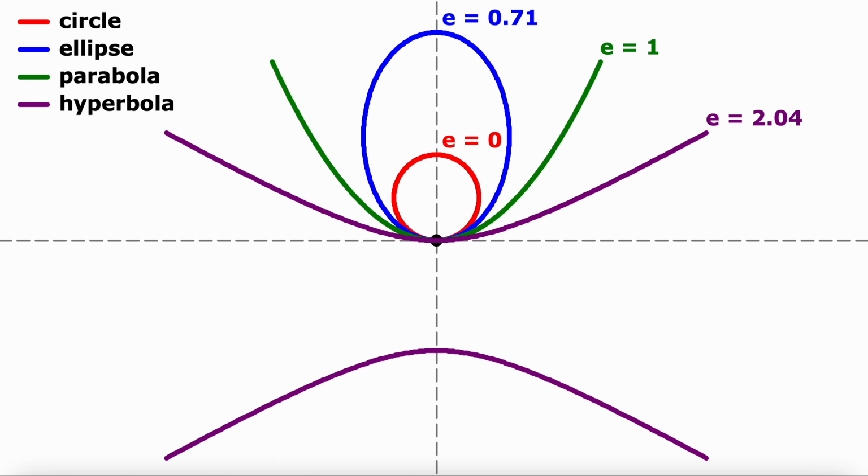In this diagram, there are 4 conic sections: a circle, an ellipse, a parabola, and a hyperbola, all sharing a common vertex.